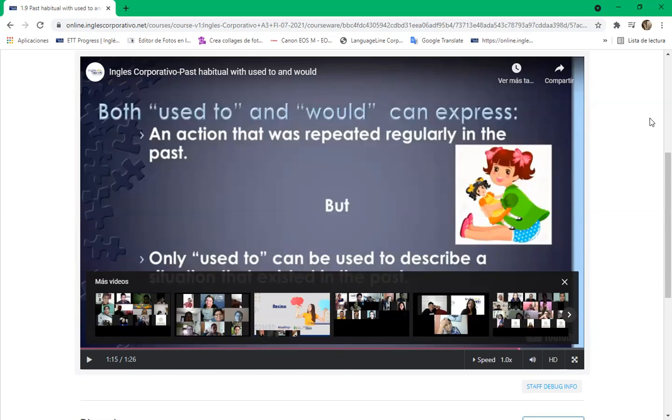I don't know why I used to do many bad things. My sister suffered a lot with me. I used to put powder in her blow dryers. But my mom used to hit me. So, okay, that's the difference between I used to and I would.